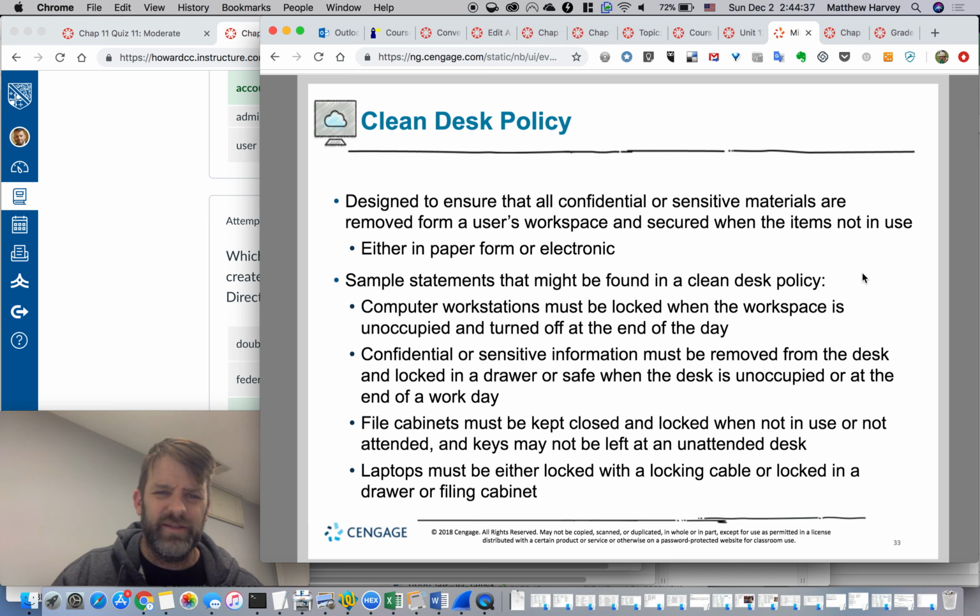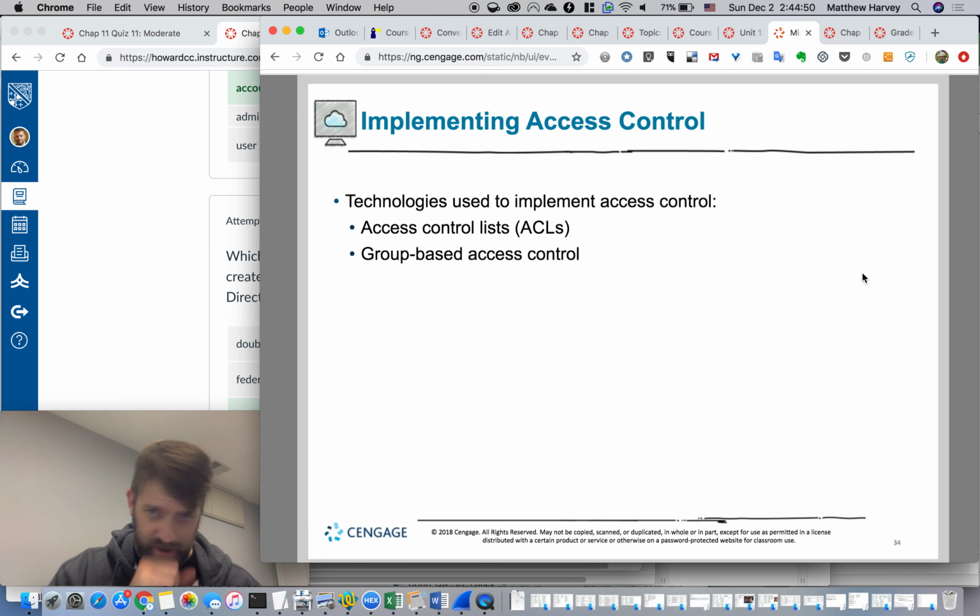It is maybe not as important if you have a lock on your door. You can lock your office when you leave, so it's okay to leave stuff out. In high security organizations, they want stuff locked up in the cabinets, even if the office is locked. So it kind of depends.